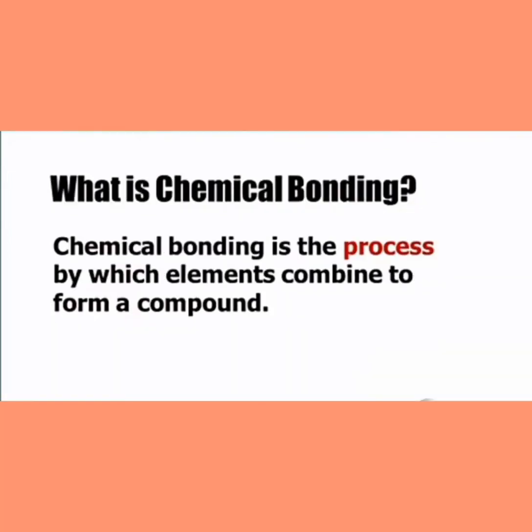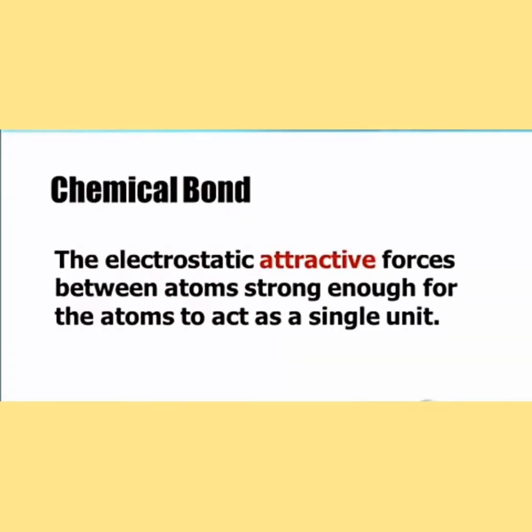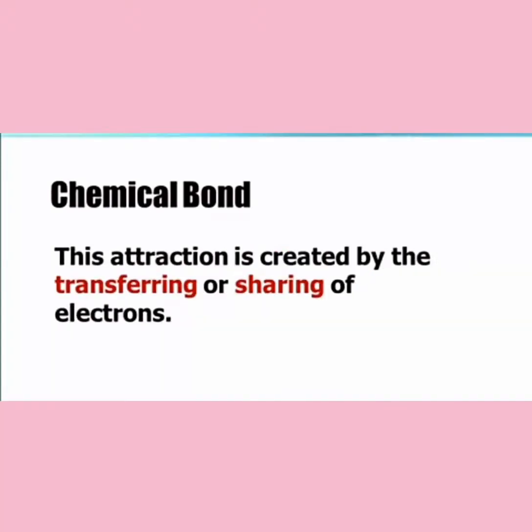Chemical bonding is the process by which elements combine to form compounds. The electrostatic attractive forces between the atoms are strong enough for the atoms to act as a single unit. It mainly occurs due to either transferring or sharing of electrons. Watch this upcoming video to get more details.